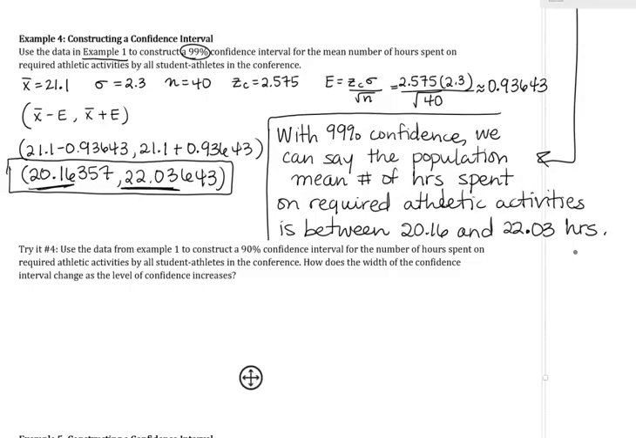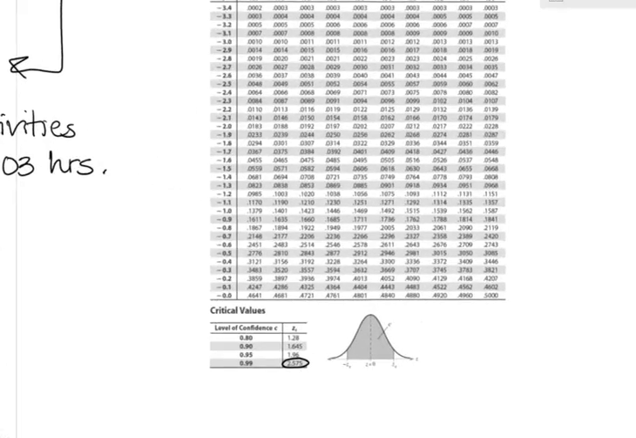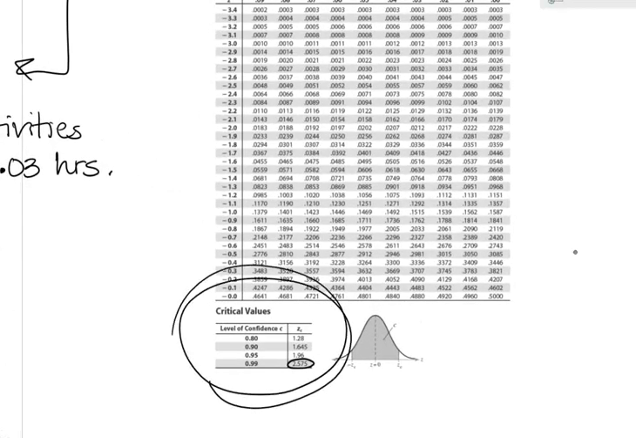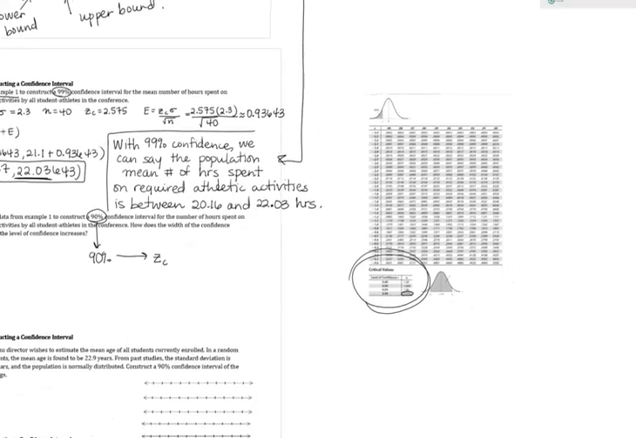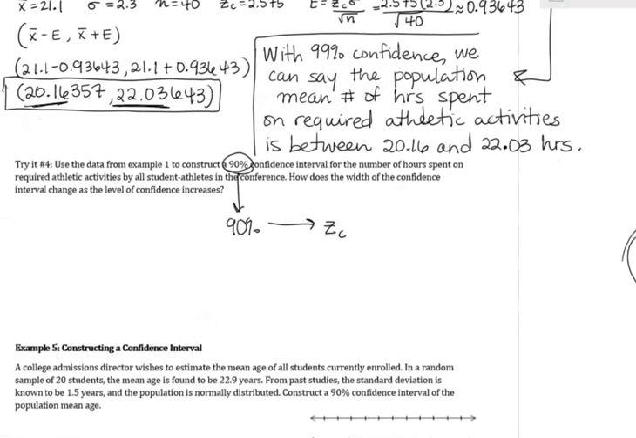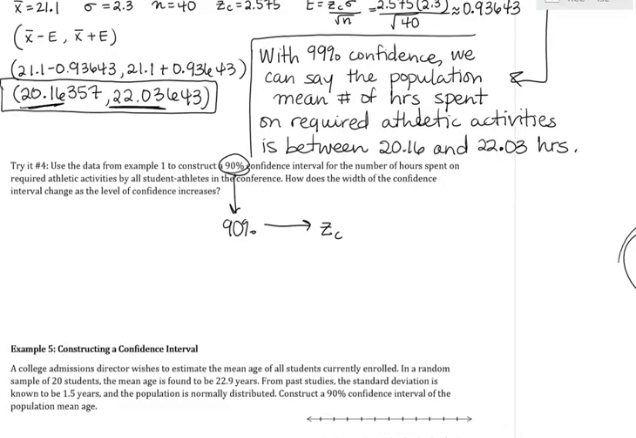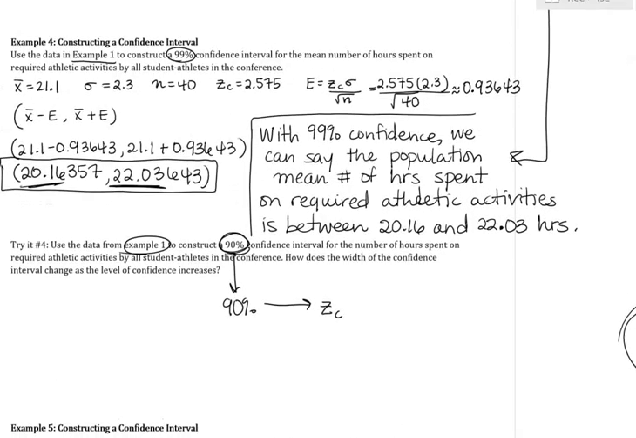You will be doing a very similar example here in try it number 4, where you're constructing a 90% confidence interval. So be careful, because the 90% tells you what to look for when you go to find your critical value Z sub C using the standard normal tables down here, specifically that little piece at the bottom. And do make sure that you are still using the data from example 1, the original example 1, so the same data that we used in example 4. So you're not using the try it, use the example 1 data.